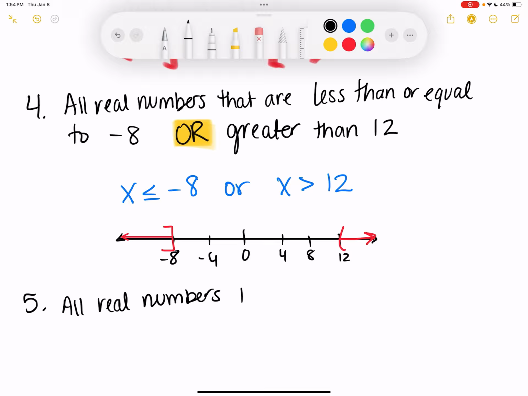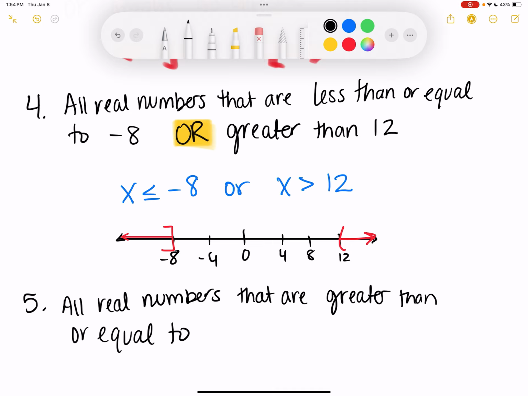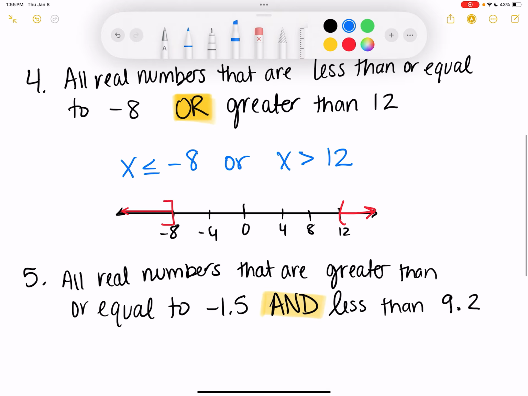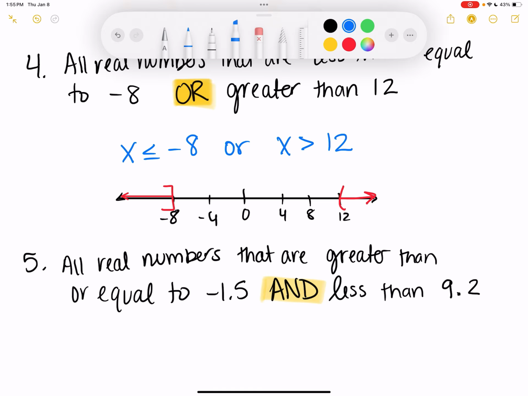All real numbers that are greater than or equal to -1.5 and less than 9.2. So x greater than -1.5, or x is greater than or equal to 1.5. So when it's an and one, our inequality looks a little different, okay? Instead of it having this in here, the x goes in the middle. Oh, that's not what I wanted. What is a highlight?